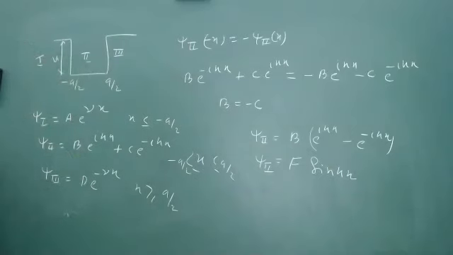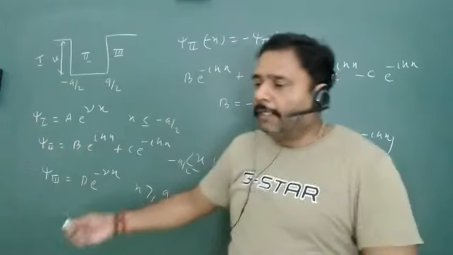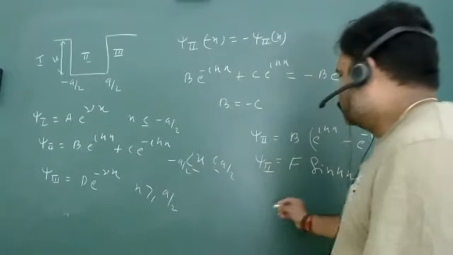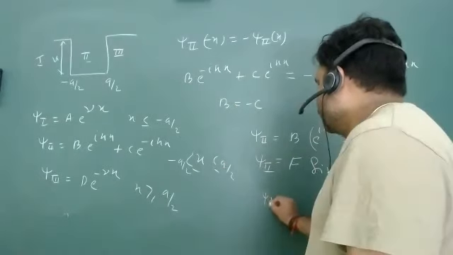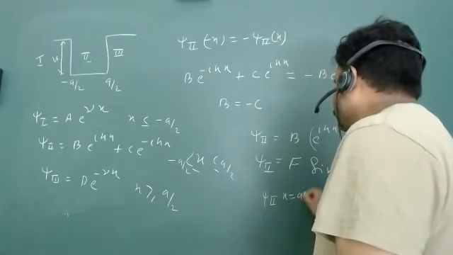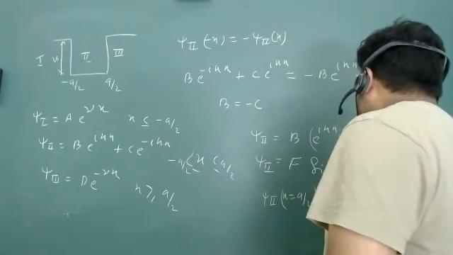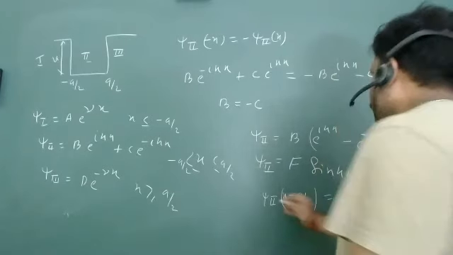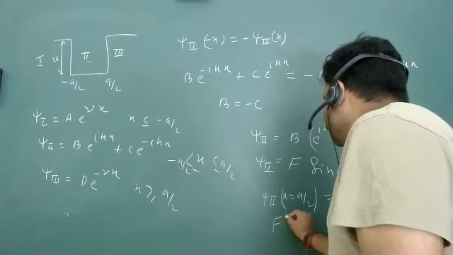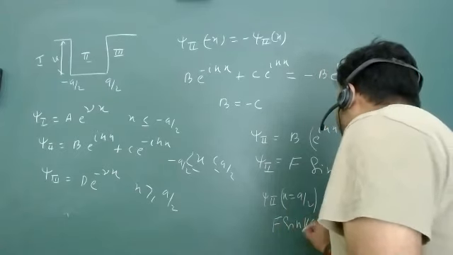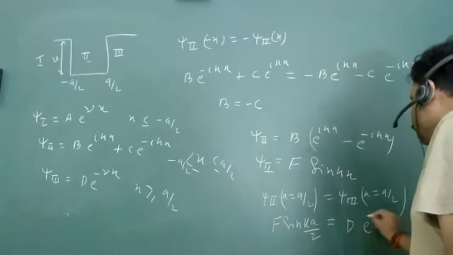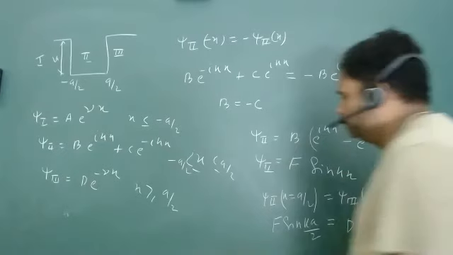Now we will again go for the boundary conditions. Same boundary conditions we are getting here. What should be the boundary condition? The wave function must be continuous as well as differentiable. So the first boundary condition: psi 2 at x equal to a by 2 must be equal to psi 3 at x equal to a by 2. So you get F sine ka by 2 equal to D e to the power minus gamma a by 2.